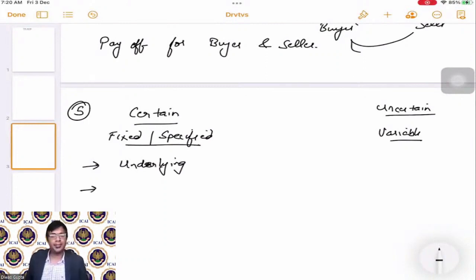Underlying is very much certain, correct? Underlying asset, I mean to say here. What does underlying mean? The underlying asset is certain. The second thing is the quality of the underlying asset is also certain.